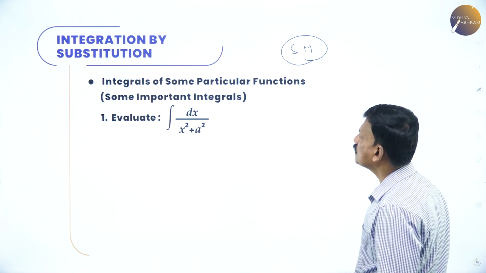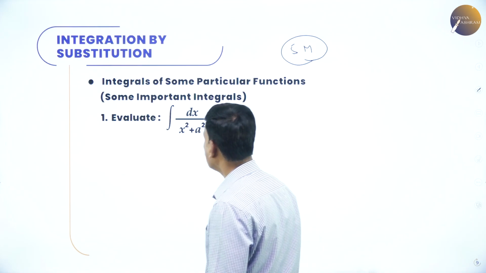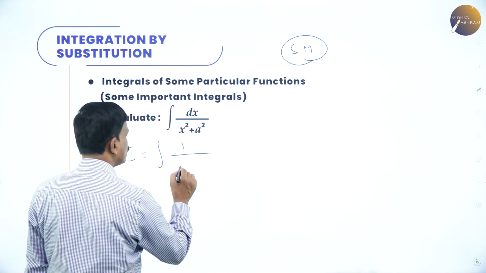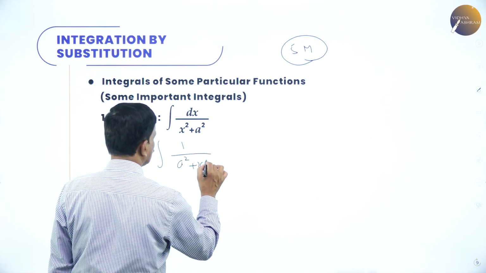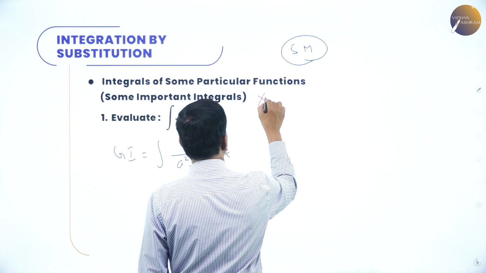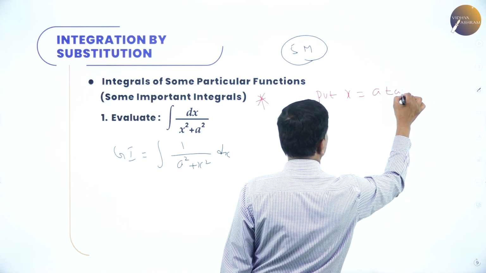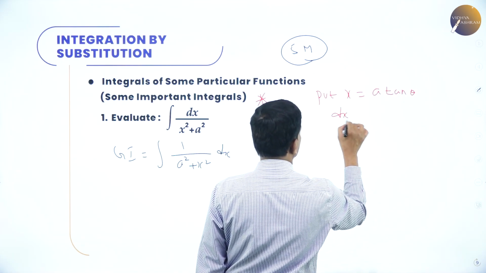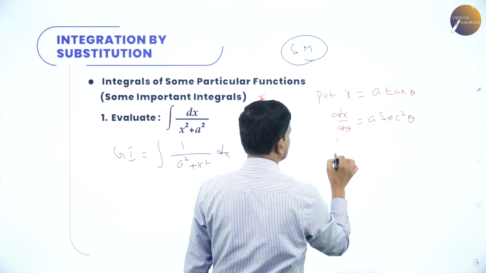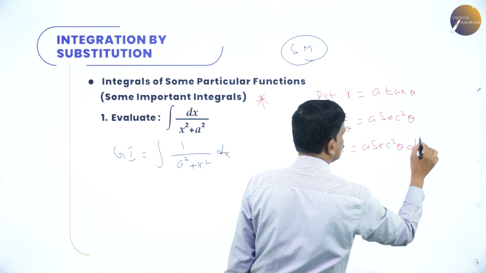Now evaluate 1 over x square plus a square, or a square plus x square. So this given integral can be written as integral 1 over x square plus a square or a square plus x square, one and the same. Let us take the substitution. This is a very important problem indeed. Now put x is equal to a tan theta. Differentiate it. dx by d theta is equal to a into the differentiation of tan theta, which is secant square theta. So dx is equal to a secant square theta d theta.